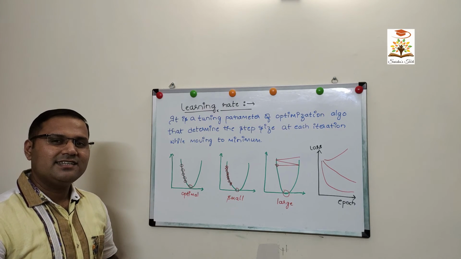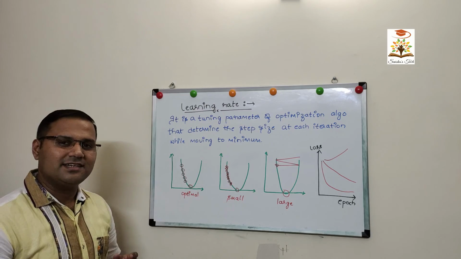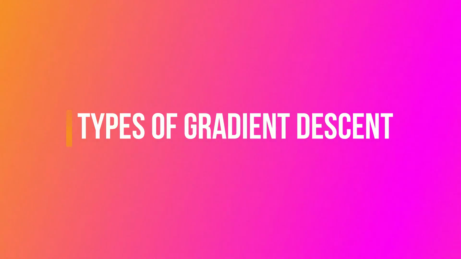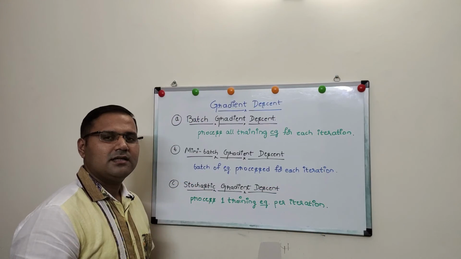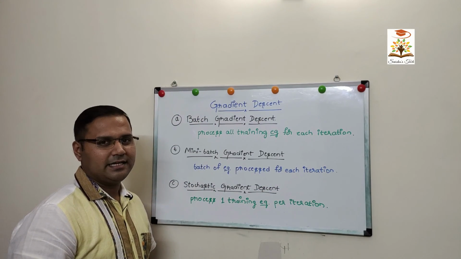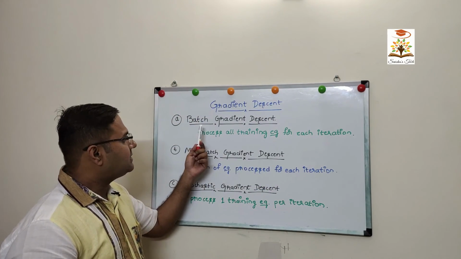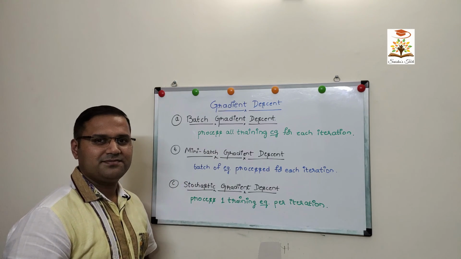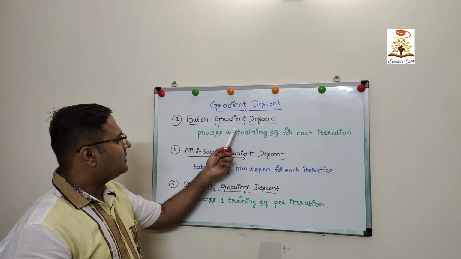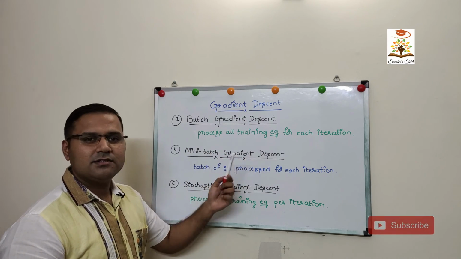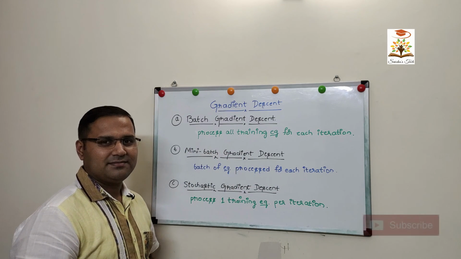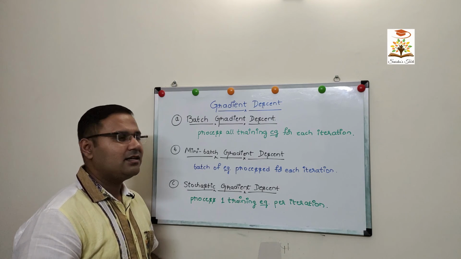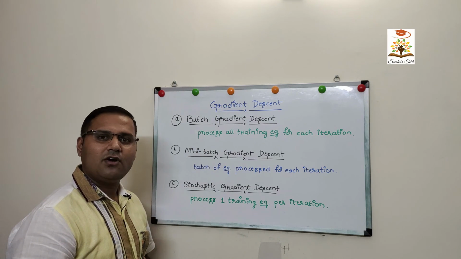Now let us understand the different types of gradient descent. There are 3 different types of gradient descent: batch gradient descent, mini batch gradient descent, and stochastic gradient descent. In batch gradient descent, we process all the training examples for every iteration. If the number of training examples is large, then batch gradient descent is not the optimal choice.